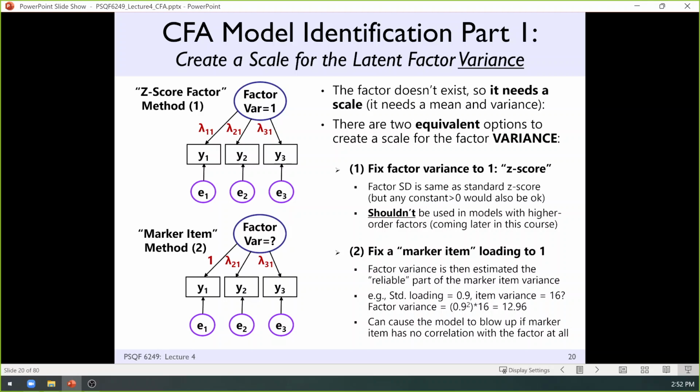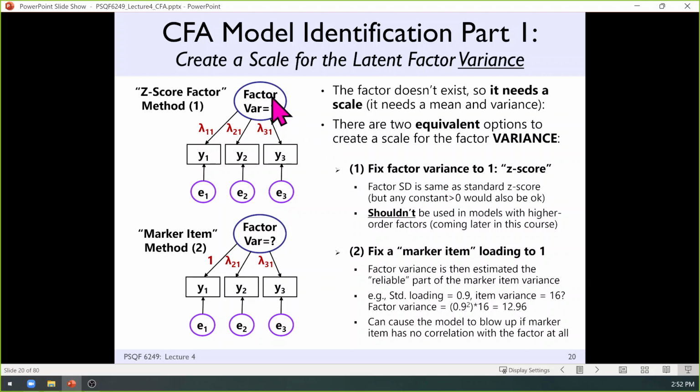If I think about what a loading is, a slope. A slope is the change in y for a 1 unit difference in x. So a loading, in order to know what to do with it, we need to know what a unit of x is, or a unit of f. So if I say that f has a variance of 1, then I know that a 1 unit difference corresponds to a standard deviation difference between my different participants. It doesn't actually matter what the number is so long as it's greater than 0. You can make it a variance of 10, doesn't matter. 1 is just common.